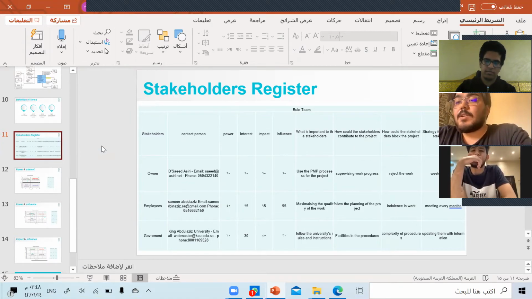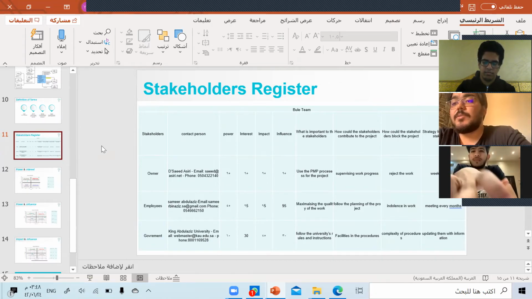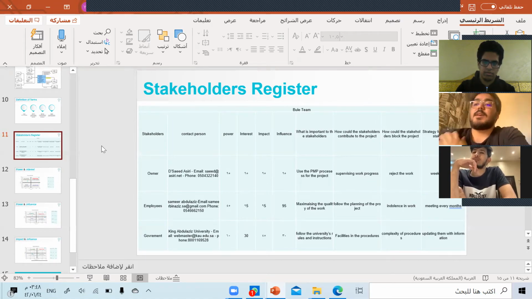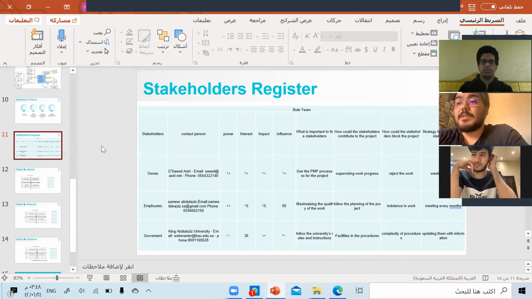For column number 7, which is what is important for stakeholders, we have, for example, use of the BMB process for the project. In the second column, we have how the stakeholders could contribute to the project. For example, the employees follow the planning of the project. The next column is how the stakeholders could block the project. For example, the owner can reject the work. And the last column is the strategy for engaging the stakeholders. For example, for the government, updating them with the information.